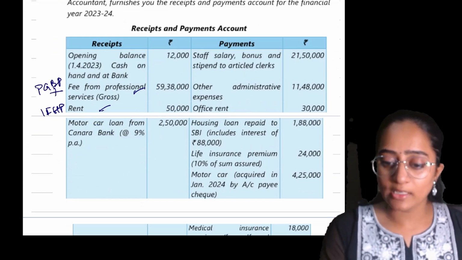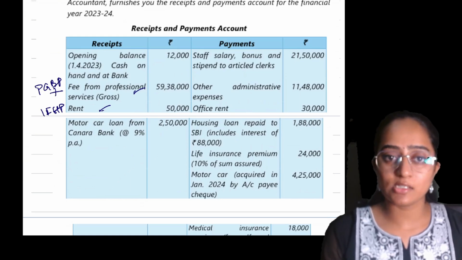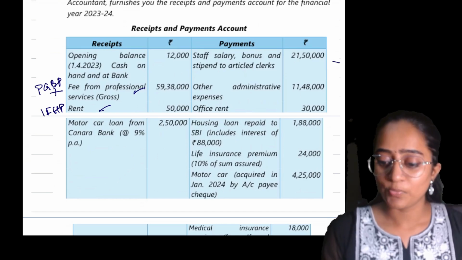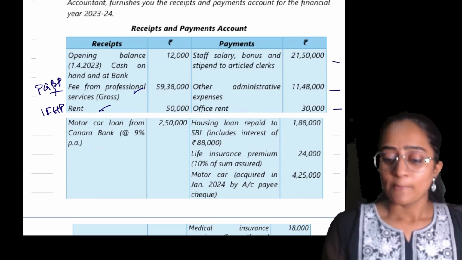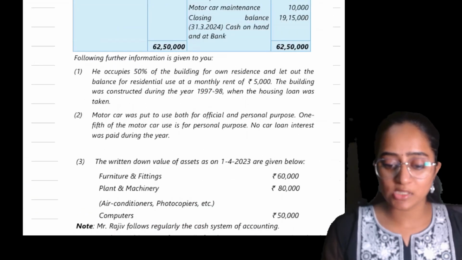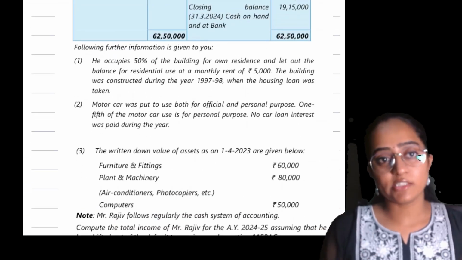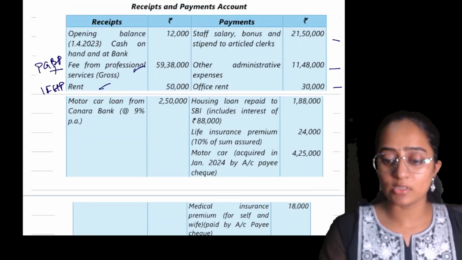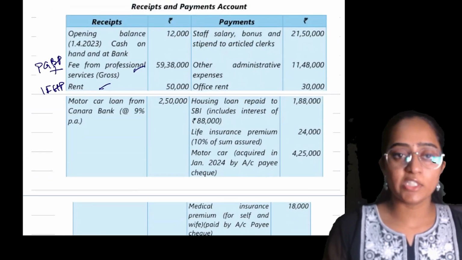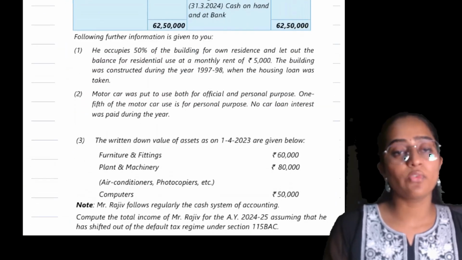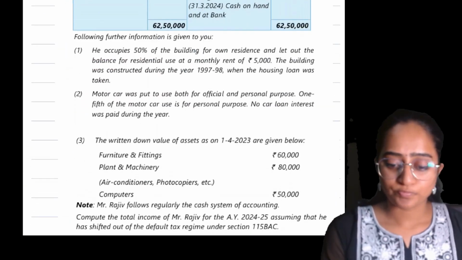Okay. Salary and staff, is it going to be allowed? Staff salary, bonus, and the stipend to article clerk: yes, it is allowed. Administrative: yes, it is allowed. Office rent: yes, allowed. And there are many other points given. We will look into the adjustment part, and then we will come back to this point after further discussion of the additional information.